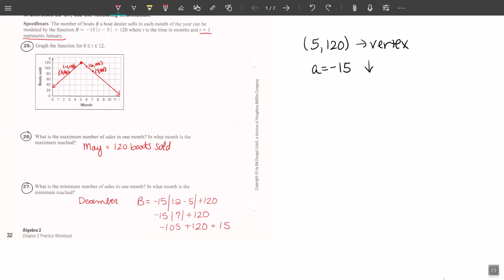So I went ahead and did that math. I plugged in 12 for our t. I got the function from up here in the word problem. I plugged in 12 and I got 15. So that means in December, there were 15 boats sold.